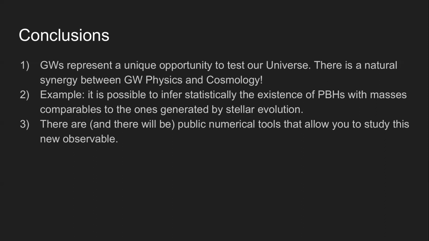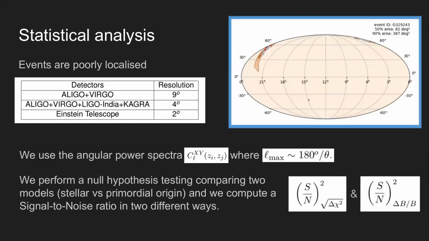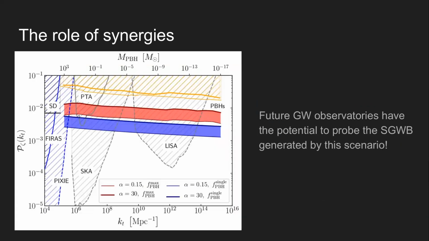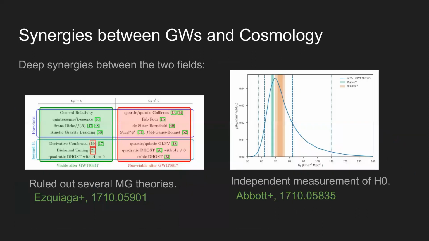Well, it really depends on how lucky we are, right? Because the estimates I've seen tell you that you need, let's say, 20 of these events with an optical counterpart to have an error bar that is comparable to the one you have for other local measurements.